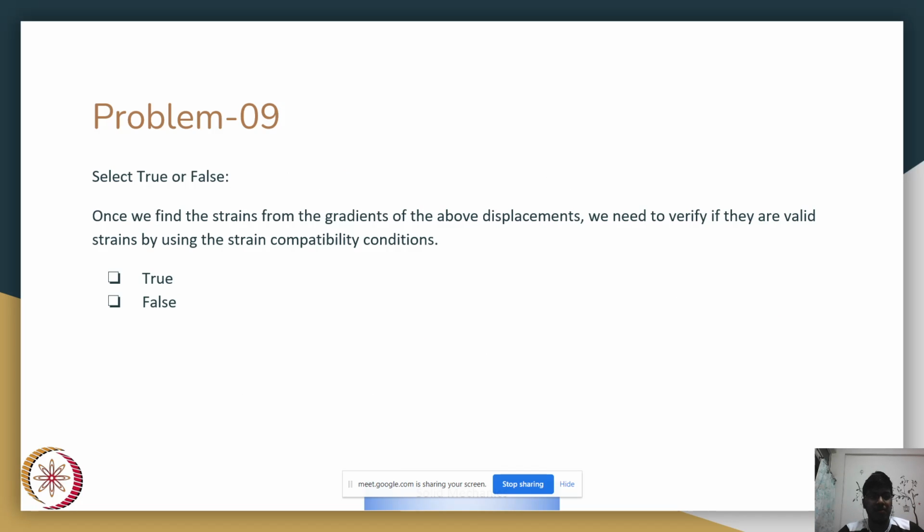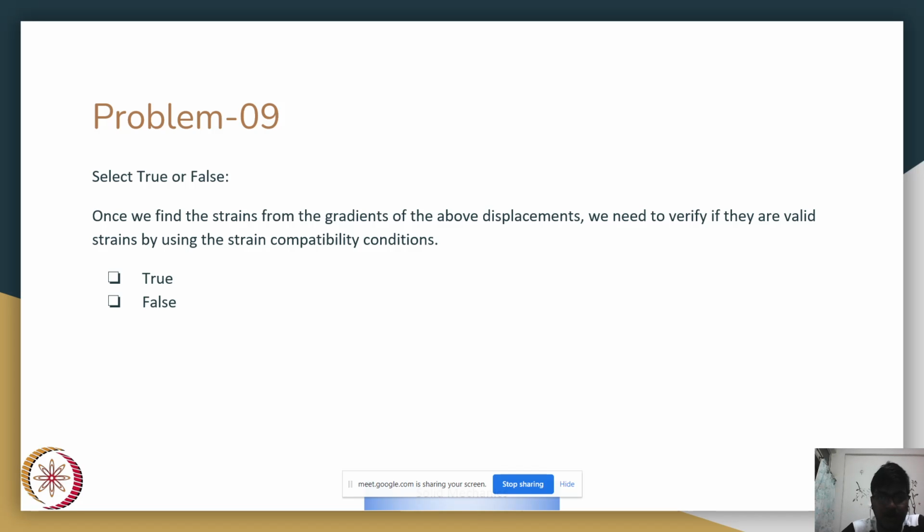Okay, the ninth problem is a true or false statement. The statement is, once we find the strains from gradients of the above displacements, we need to verify if they are valid strains by using the strain compatibility condition. Yes, there are planar strain.